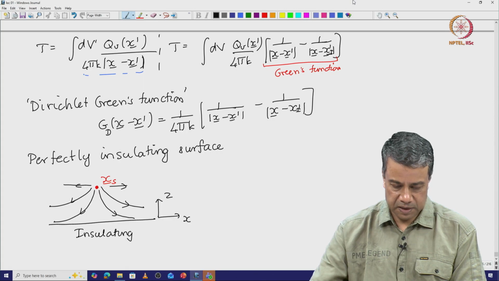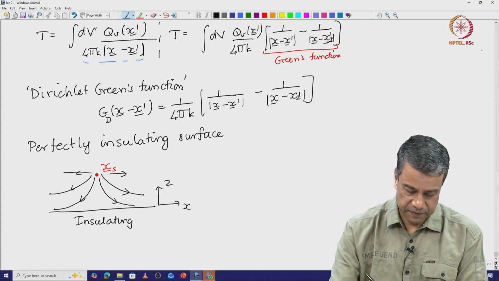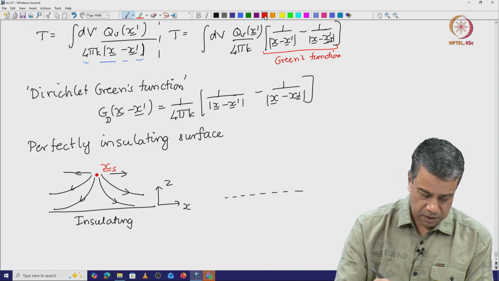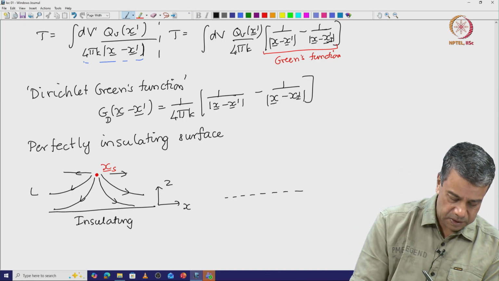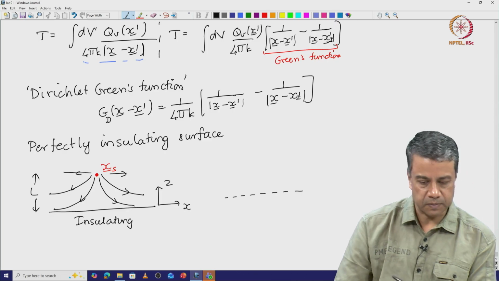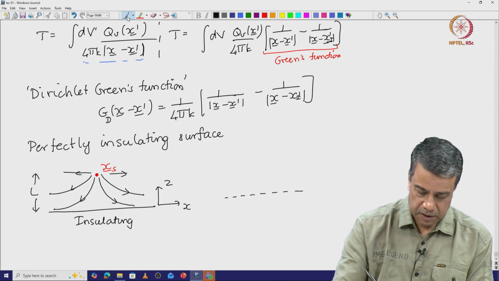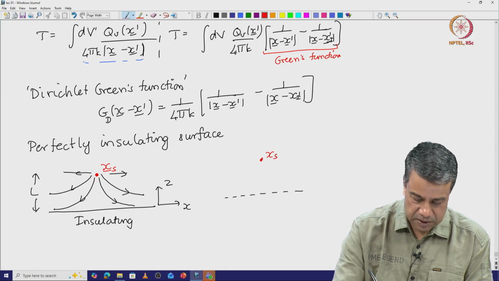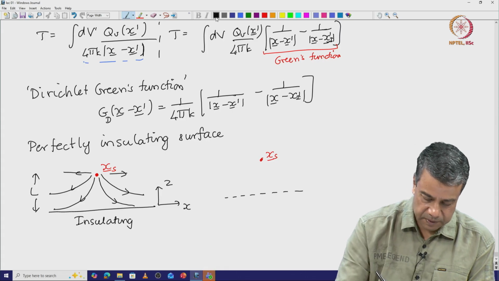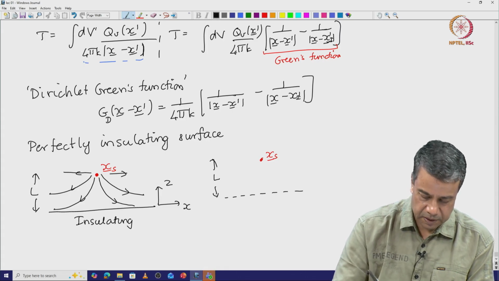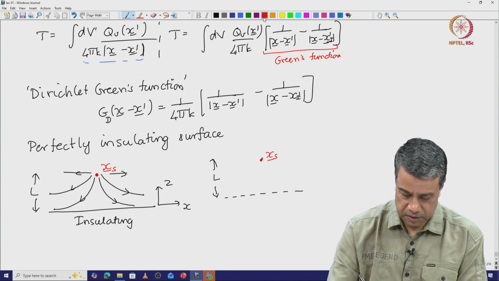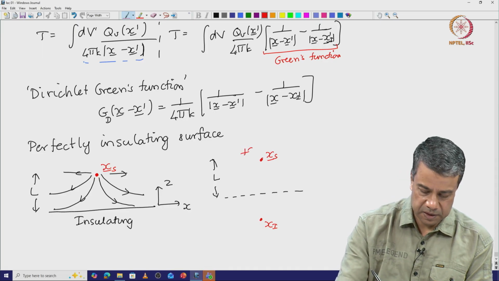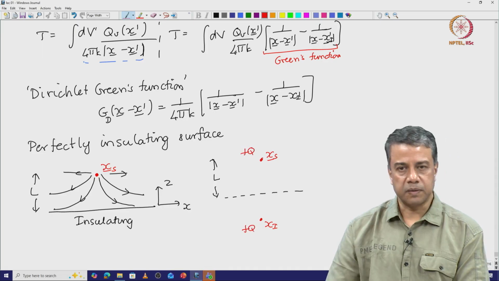We can do it in a manner similar to what we did for the previous case. There is no physical boundary. So, if L was the distance of the source from the boundary, then in this case we have a source x s at a distance L from the surface, and we put another source. The image is also another source of the same plus q.